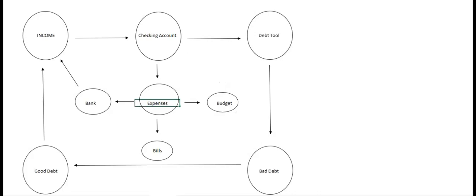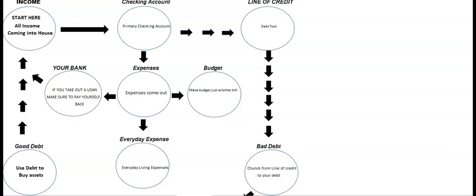Okay, so you can kind of see the flow now. Income, checking account, expenses, bank, income, checking account, expenses, bank, income, checking account, debt tool, pay off debt if you have it. If you don't, debt tool goes to good debt, back to income, checking account. Bills come out when they're needed. Pay your budget at the first of every month. Pay your bills, back to the bank.